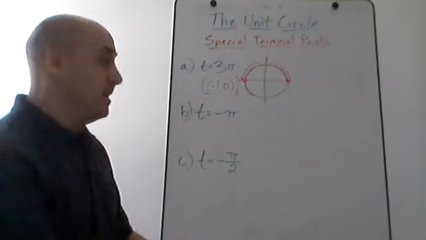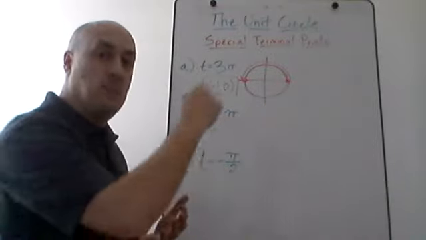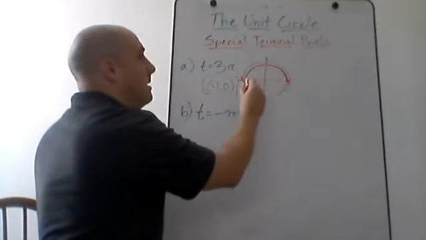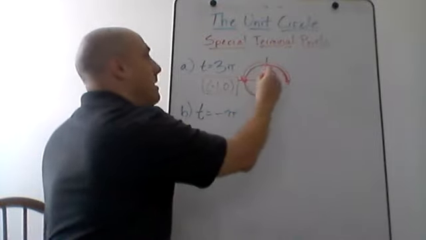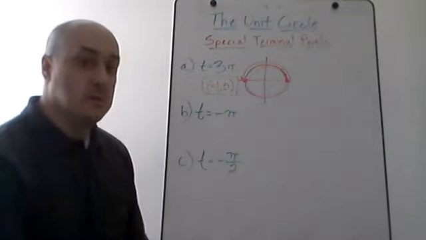So I'm literally counting, or you can count it like this. If you know that pi, or 1 pi, is halfway around the circle, you can just count pi's. So halfway around, that's 1 pi. Another halfway around is 2 pi. Halfway around again is 3 pi. I end up here at the terminal point -1, 0.